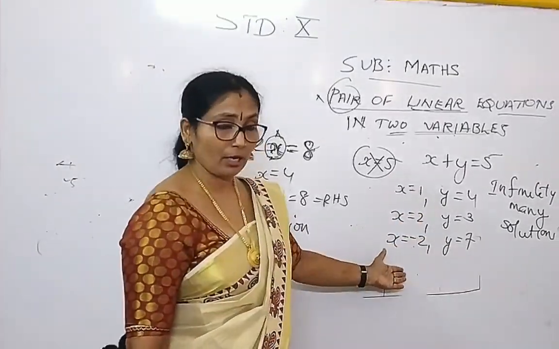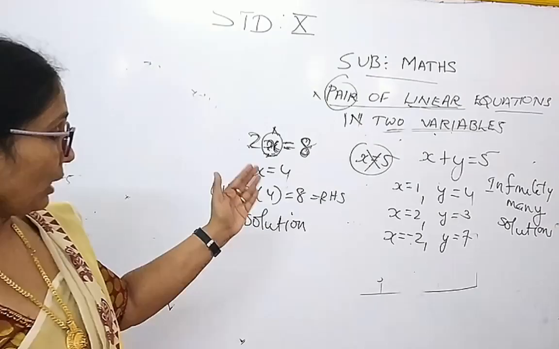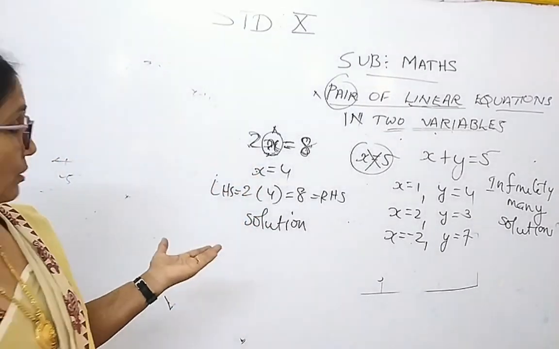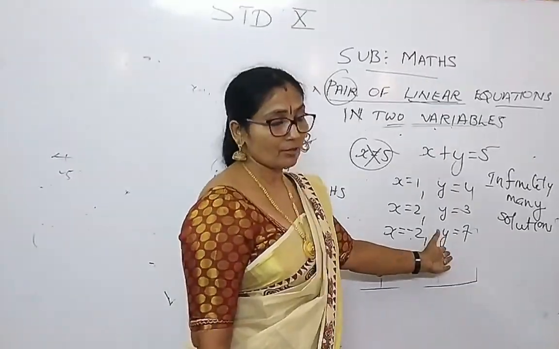I have written only 3. But it does not represent that these are the only 3 solutions. You can represent so many solutions this way: 1, 4; 2, 3; minus 2, 7; etc.